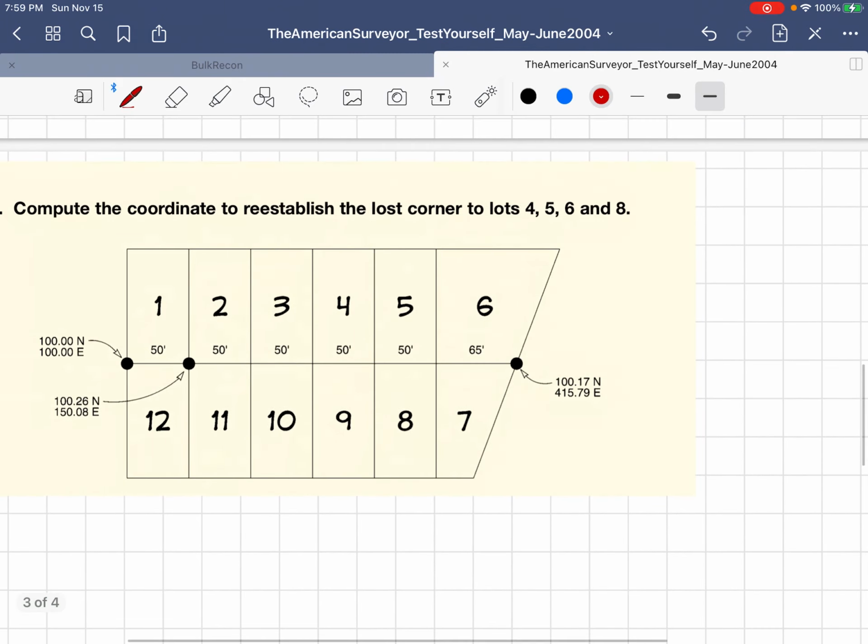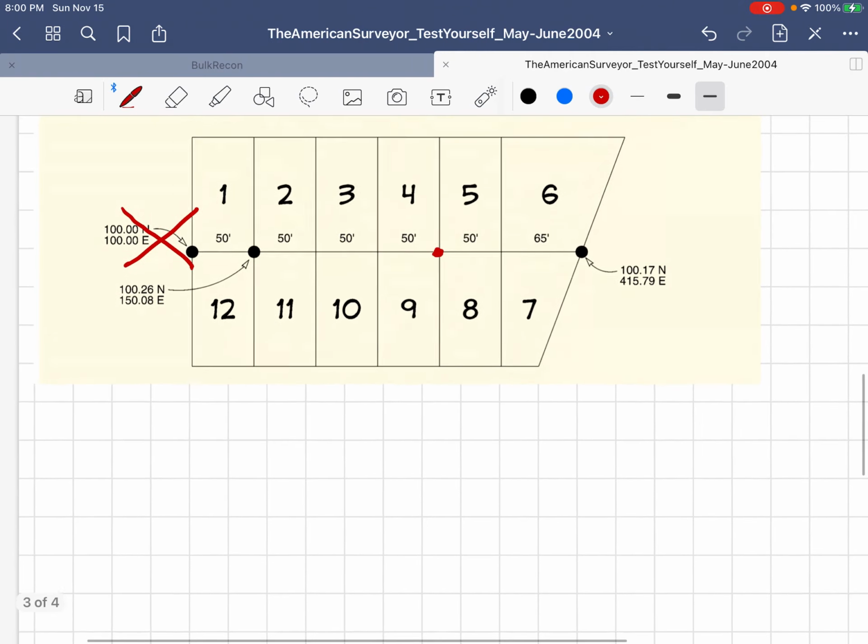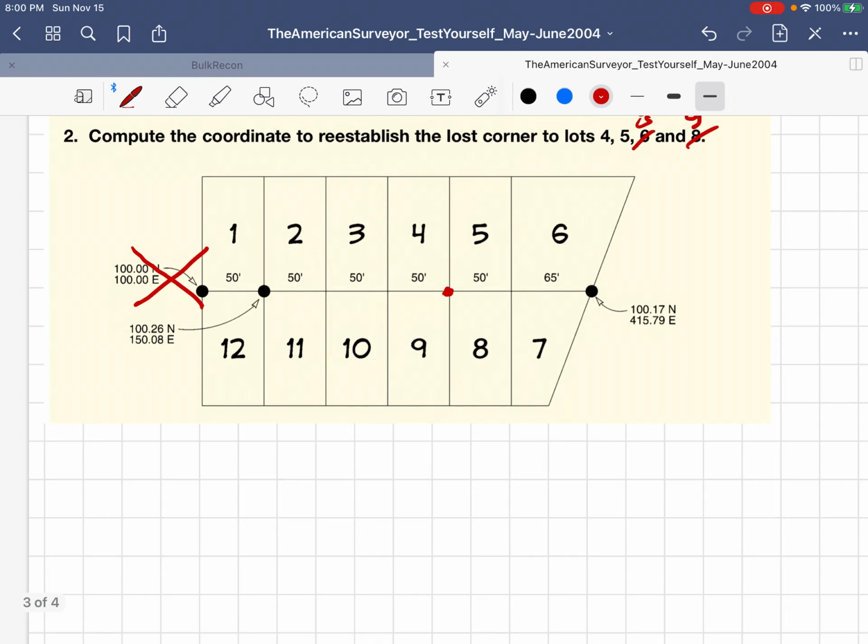Problem two is a little bit tricky. They tried to trick you here by including something you don't need, which is this corner right here. By the way, there's a typo here. This is supposed to be the lost corner common to lots 4, 5, 8, and 9. So actually, that's the one we're trying to reestablish. Now, this is just a single proportioning problem.